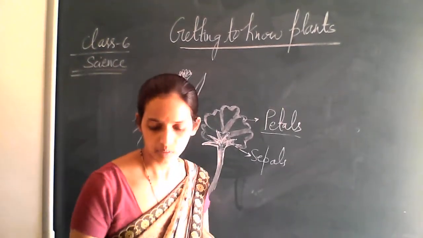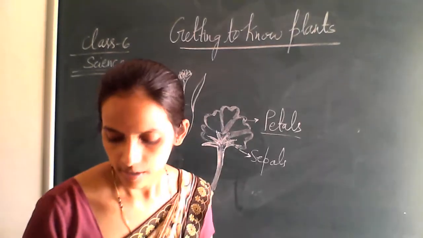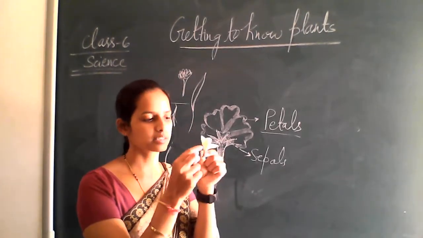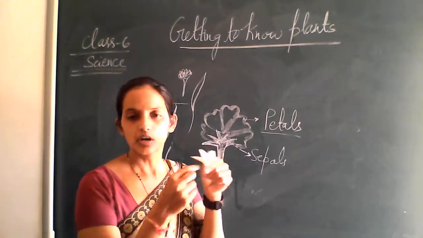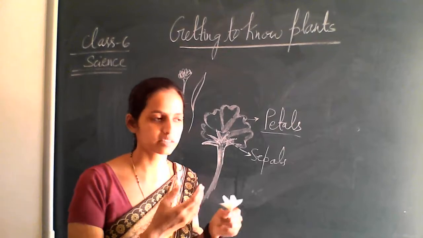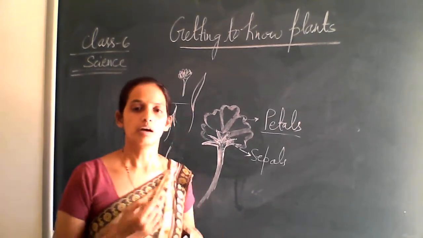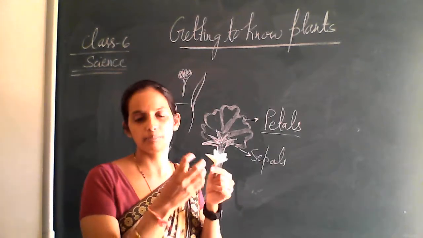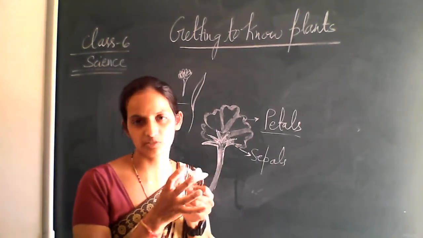So there is no presence of greenish structure or the sepals in this flower. So I can show that flower in the next class. Okay, as it is not available right now, in tomorrow's class I am going to show you the different parts of the plant using a hibiscus flower, right?